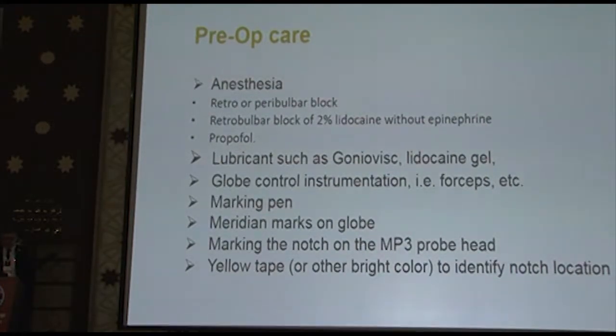Pre-op care usually uses anesthesia, either retrobulbar or peribulbar block. Retrobulbar or peribulbar block uses 2% lidocaine without epinephrine, or sometimes propofol as a general anesthesia in certain cases. We use lubricants such as goniovisc or lidocaine gel during painting or sweeping of the micropulse laser. Use globe control instruments like forceps or any other globe control.